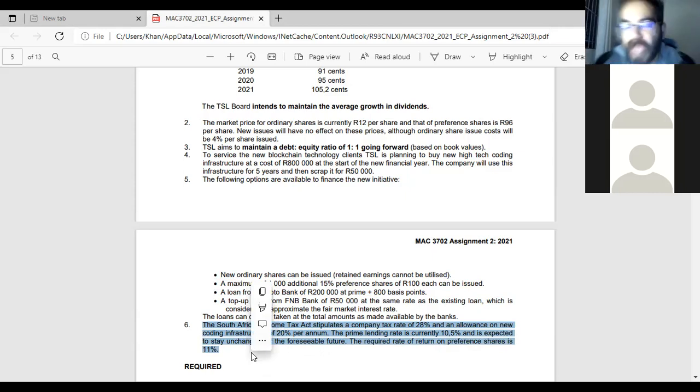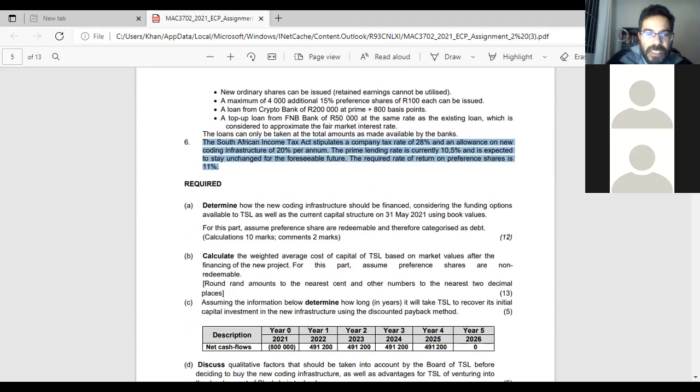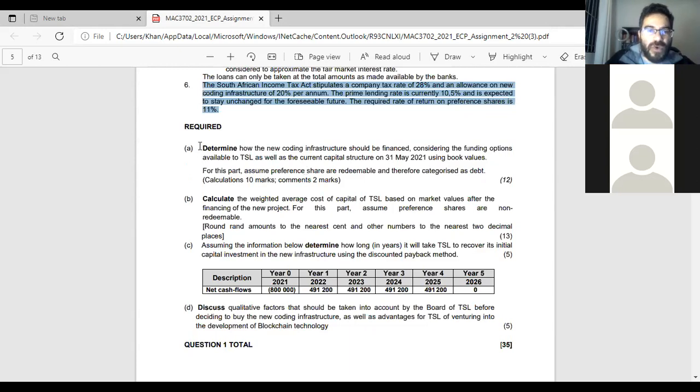So now let's look at the required. Part A, this is the source of finance question, and we will deal with it next week. I think it's scheduled for next week, Thursday. Part B, this is what we want to calculate: calculate the weighted average cost of capital based on market value, after the financing of the new project.